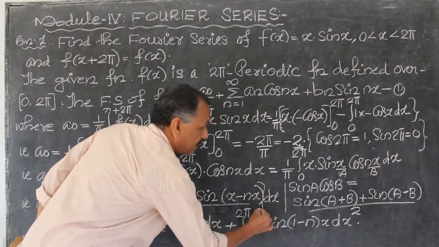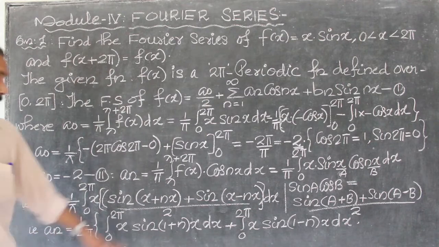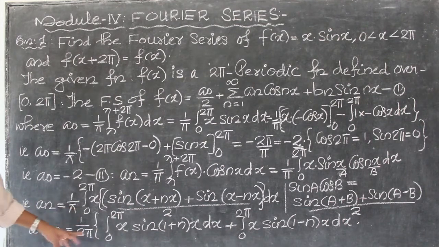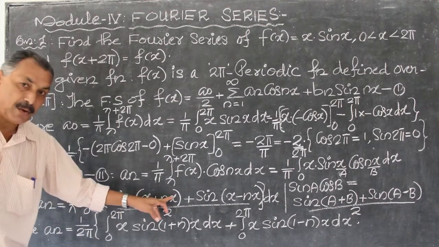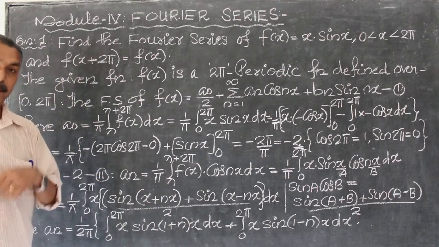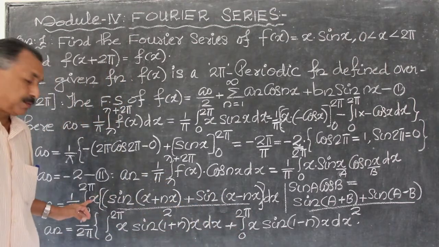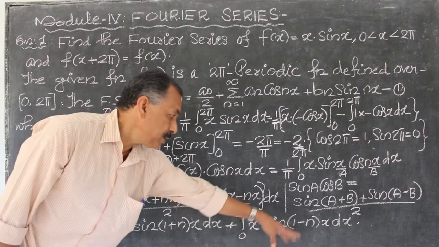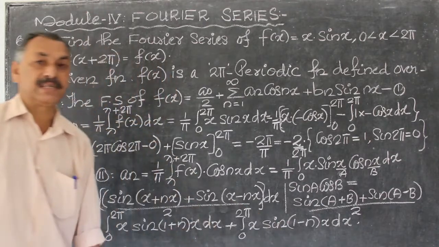Using sin a cos b is equal to sin of a plus b plus sin of a minus b by 2, taking the 1 by 2 outside, that is 1 by 2 pi integral 0 to 2 pi x into sin of 1 plus n into x dx plus integral 0 to 2 pi x into sin of 1 minus n into x dx.